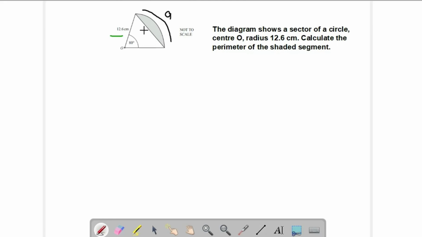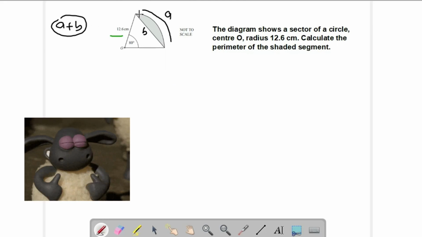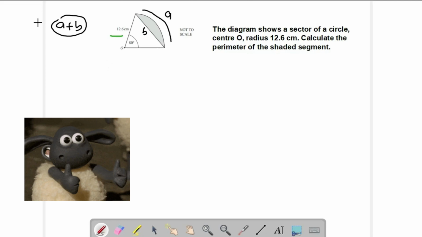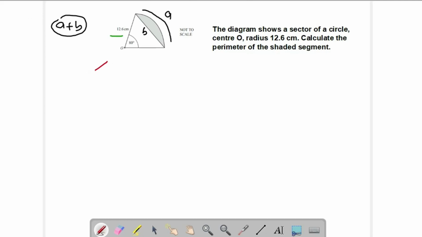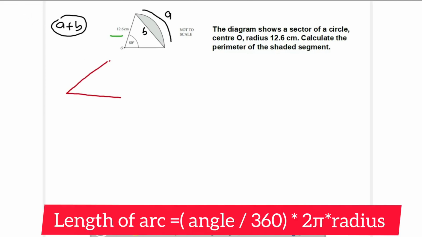Let's call this A and this B. So the answer is A plus B. First of all, we have to find A. Our figure is like this, and this is 12.6. Since it is a circle, this is also going to be a radius, which is 12.6, and this angle is 80 degrees. So we are going to use the length of arc formula here.